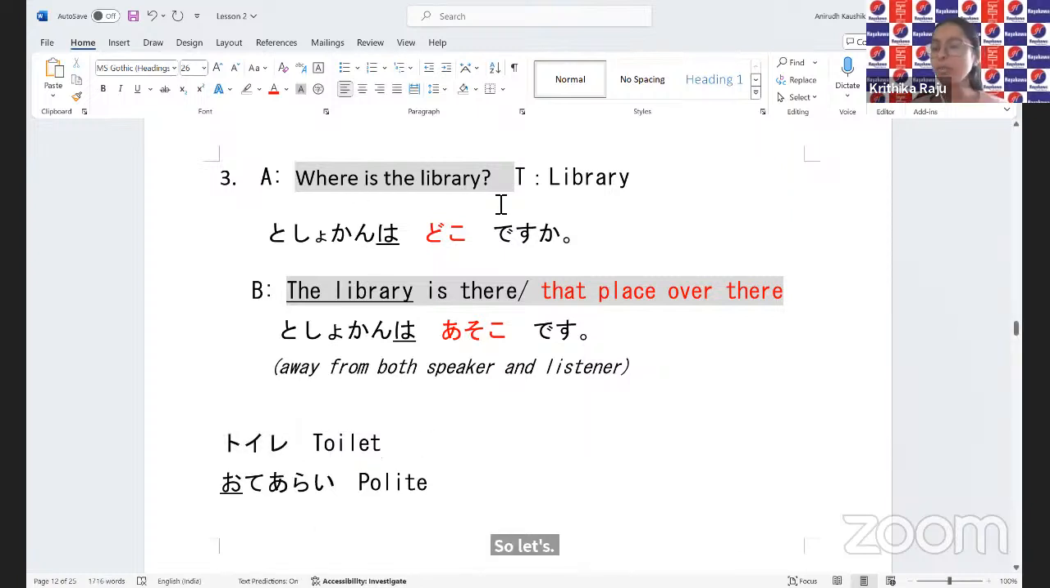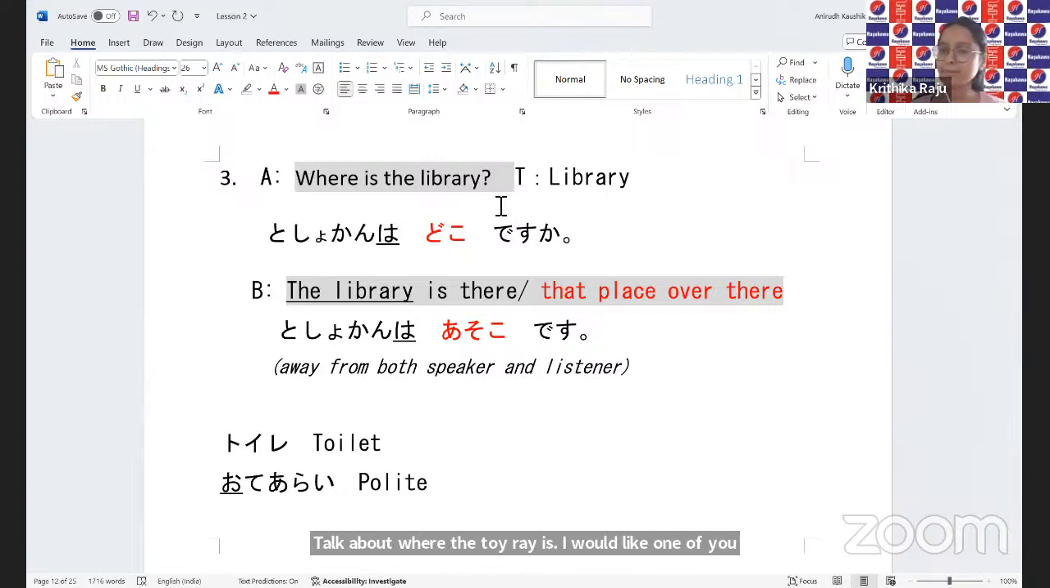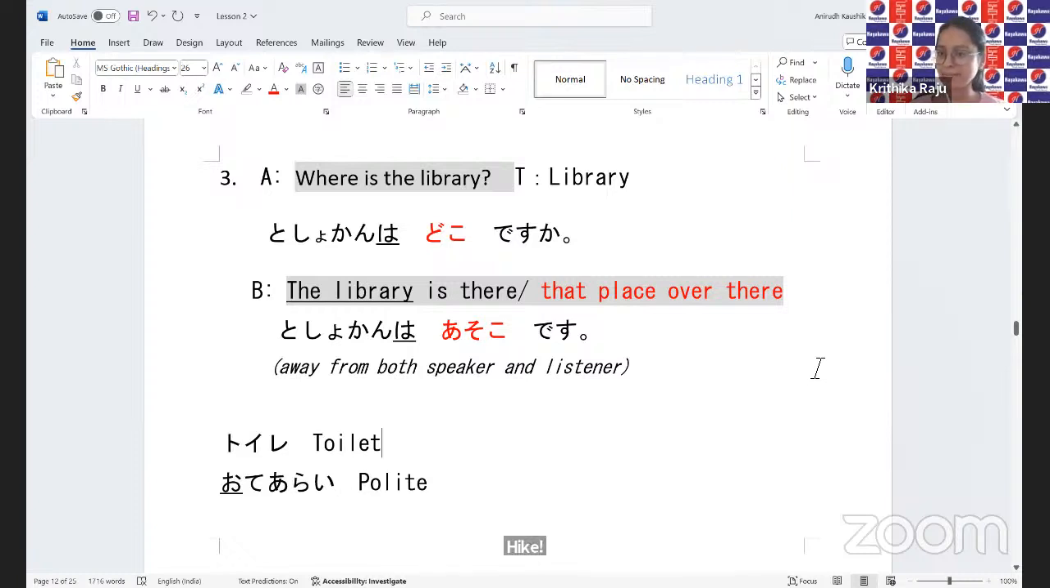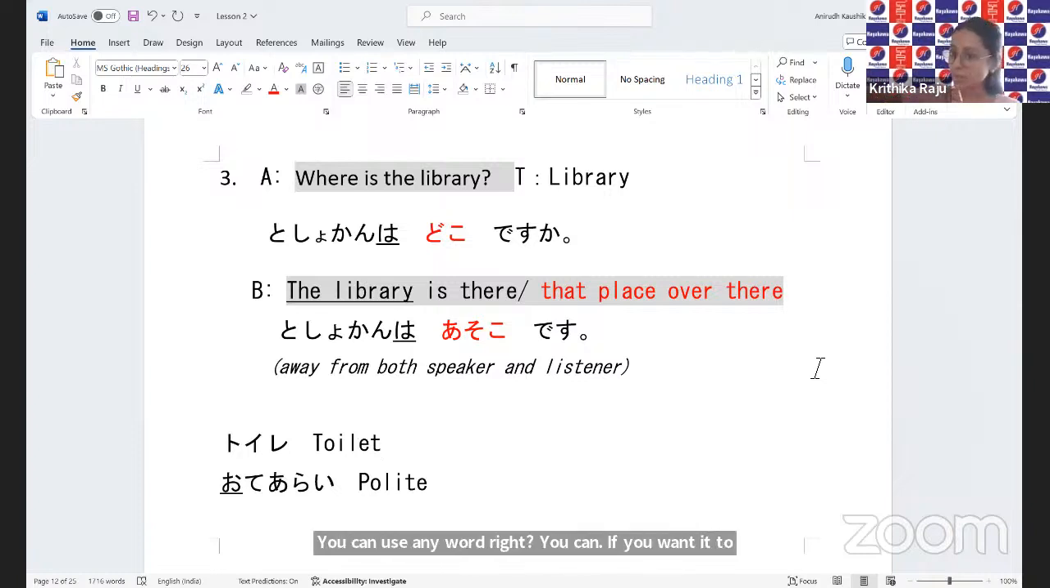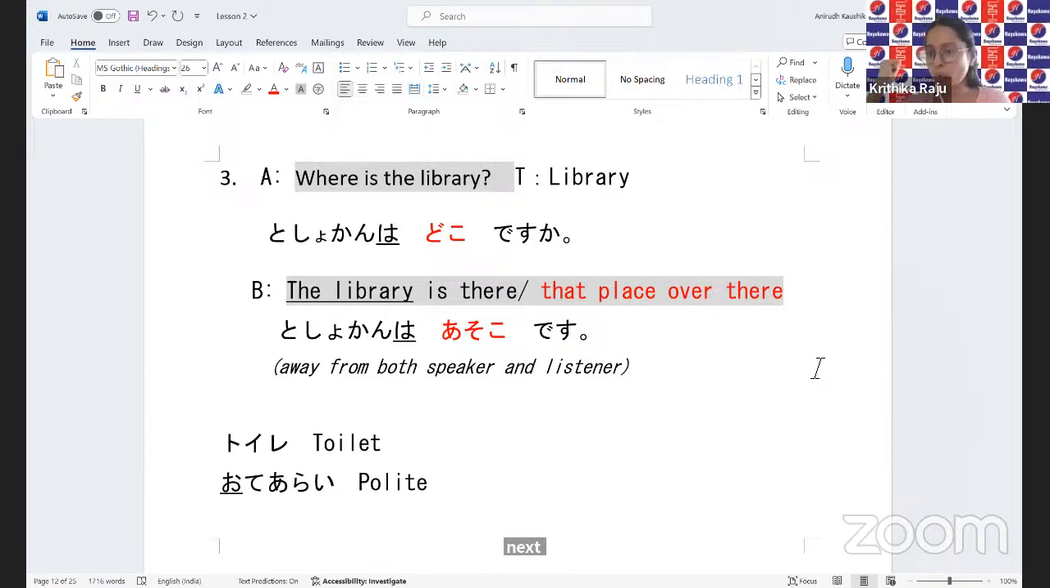I would like one of you to volunteer and ask the question, where is the toire? Toire wa doko desu ka? Somebody else answer, Rima-san. You can use any word. If you want it to be next to you, you can say koko. In this conversation, Rima-san is the listener, so next to her it will be soko. If it's away from both of you, it can be asoko.